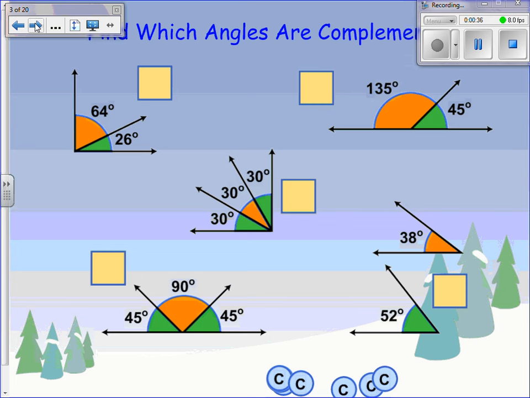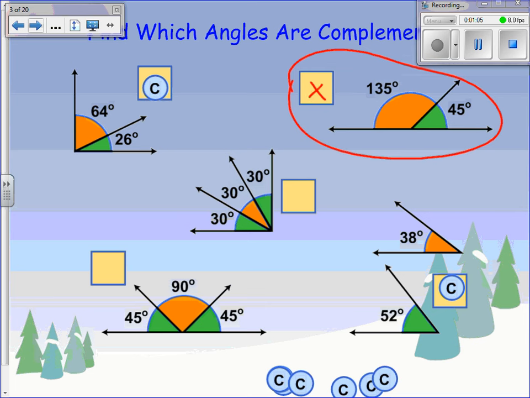Which examples here show a complementary relationship? Take a moment. I hope you made the same choices. The relationship here adds to 180 degrees. This will actually be called supplementary, which we'll discover later. So it is not complementary.